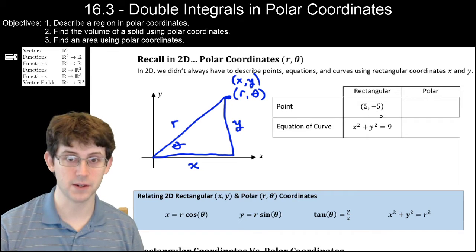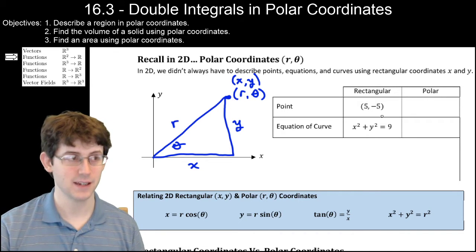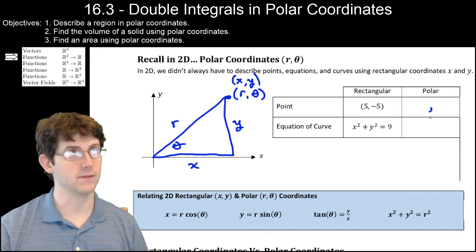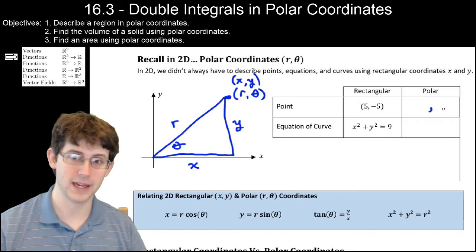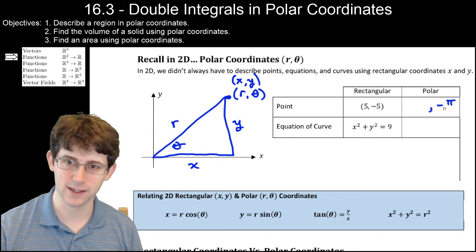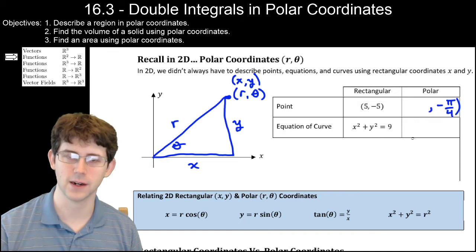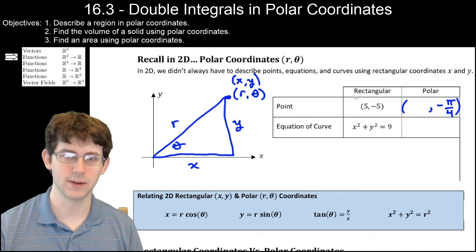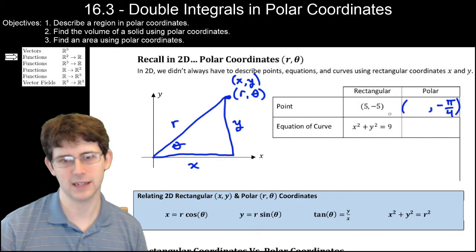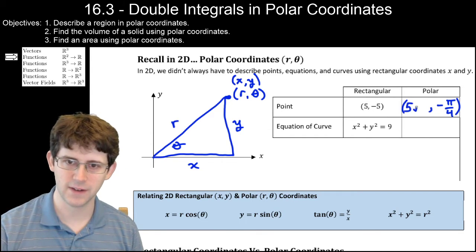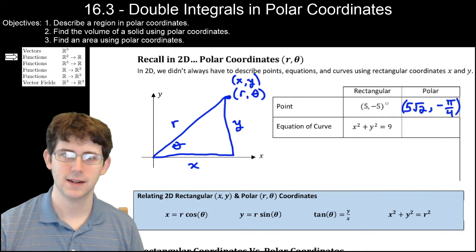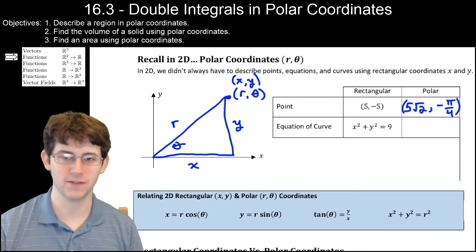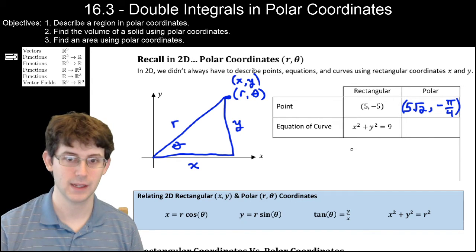So for example, the rectangular point (5, -5) is over to the right by 5 and down by 5. So it's 45 degrees down from the positive x-axis, so its angle in polar coordinates is minus pi over 4. Its radius, r, the distance from the origin, you can find with the distance formula, or if you remember how triangles work from geometry, this is 5 root 2 from the origin. So this point (5, -5) is the same point as (5 root 2, minus pi over 4).